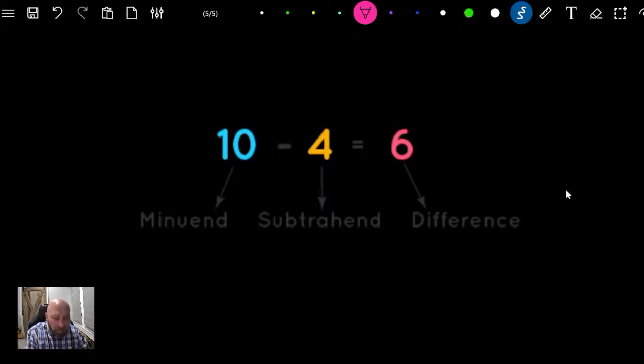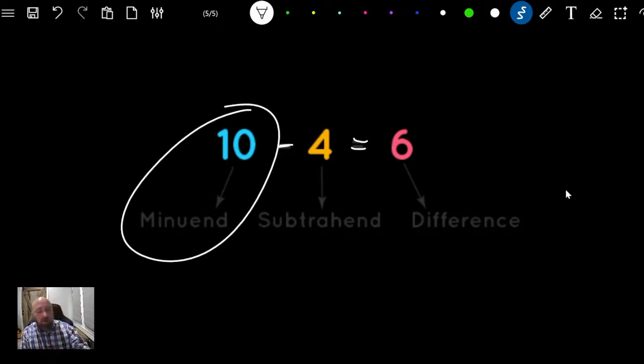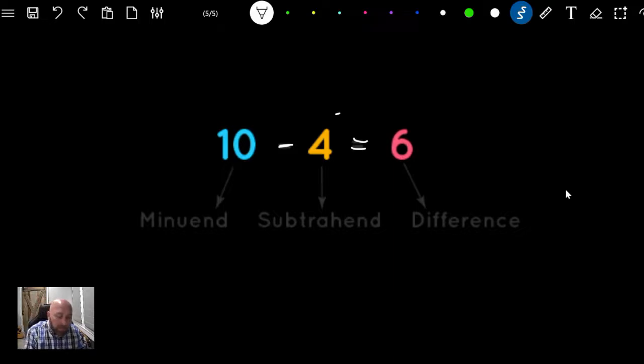And this might be a little bit hard to see. I'll try to, that's a negative sign and that's an equal sign, right? So in this subtraction problem, we have 10 minus, right? That's a minus sign. 4. 10 minus 4 equals 6. This first number is called the minuend. The second number is called the subtrahend. And this answer is called the difference.